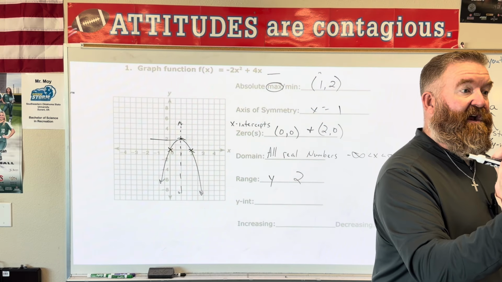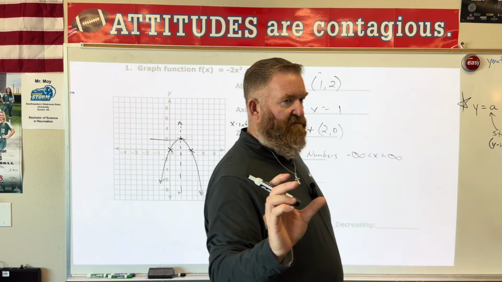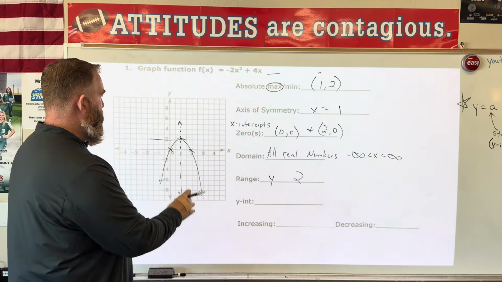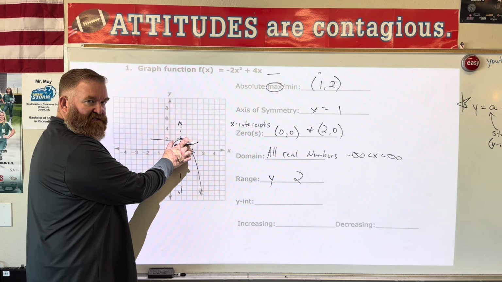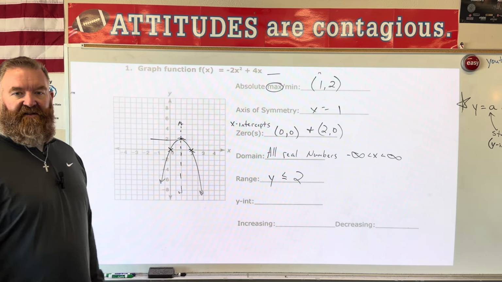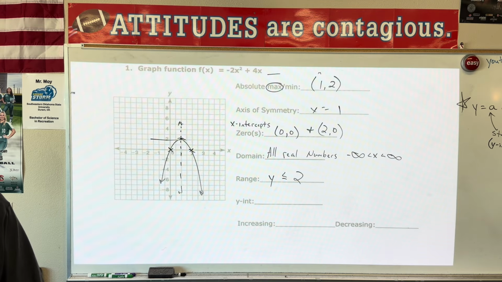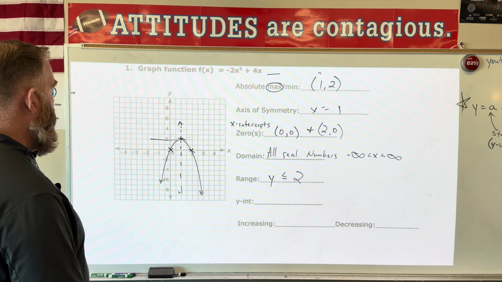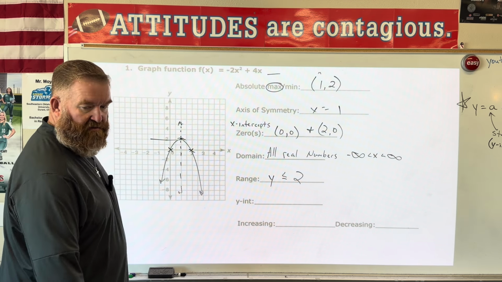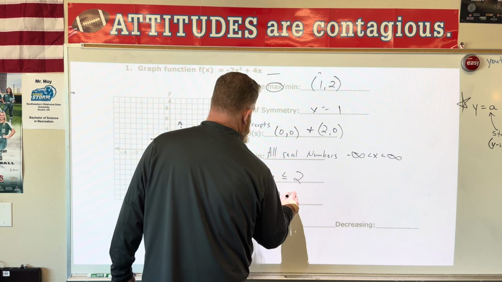Is it actually touching the line? Is there a point on that line? The point is on the line. Yes. It's not a trick question. This one actually is touching the line because there is a point at 0, 2. So it's going to be less than or equal to 2. Everybody good? What's my y-intercept again? 0, 0.